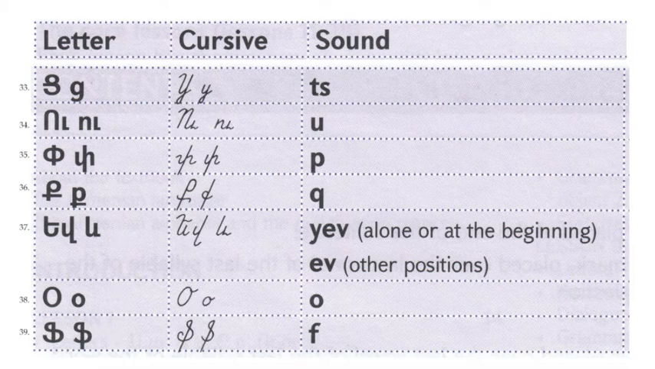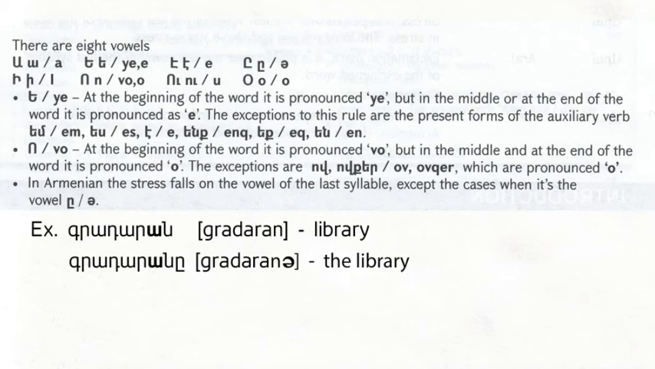So those were the Armenian letters with their sounds, 39 letters. There are 8 vowels and they are A, Y, E, I, V, U, O. The vowel Y is pronounced Y when it's written at the beginning of the word. In the middle or at the end of the word, it's pronounced E. Exception to this rule are the present forms of the verb to be: M, S, E, ENK, EK, N.